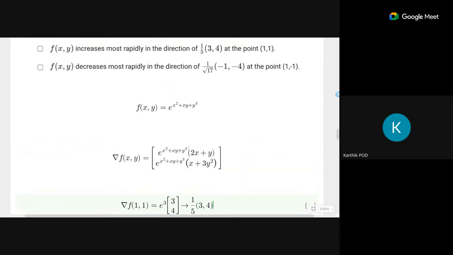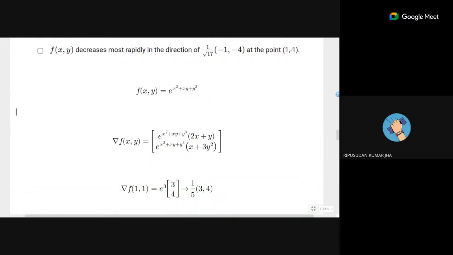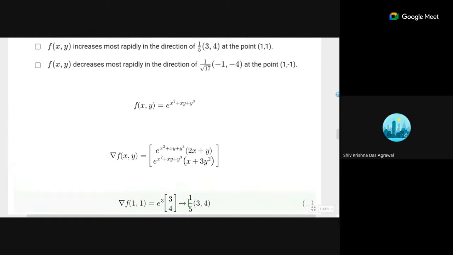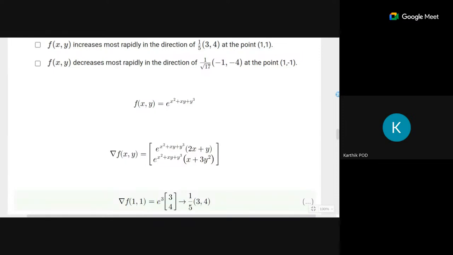One trick, I don't know if you read that document, I had attached it. Not really a trick, but a computational shortcut. Where do you get the one fifth? We are normalizing this. So this is a Pythagorean triplet, right? 3, 4, the hypotenuse is 5. Got it. But e cube is also there, right? In the normalization, will it disappear?